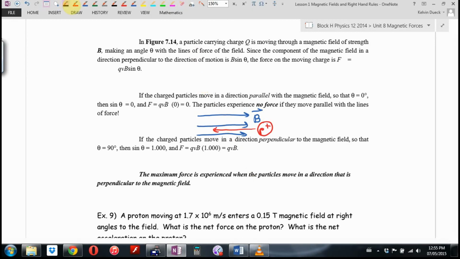So, if theta is 0 degrees, you would get this. F equals Q V B sine theta, sine 0. What is the sine of 0 on your calculator?